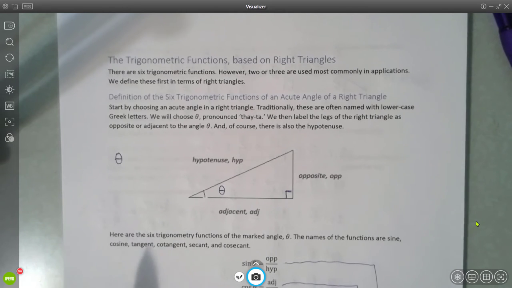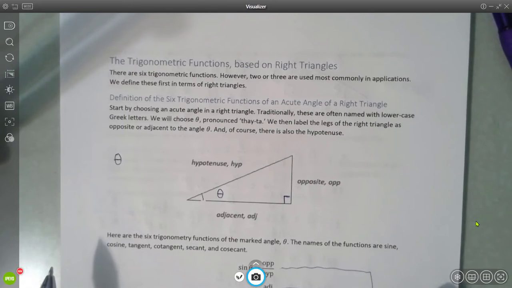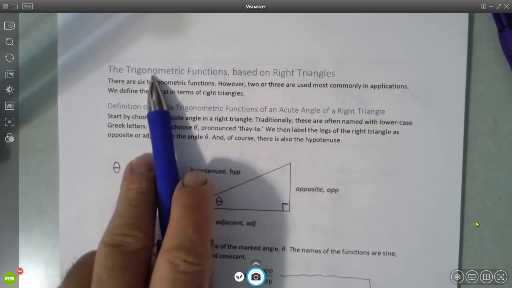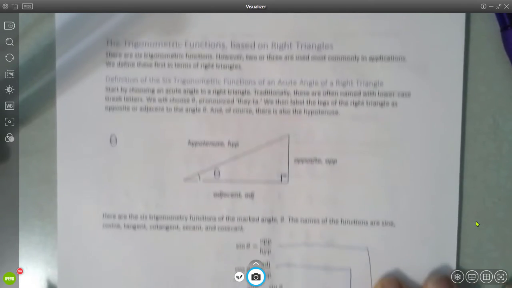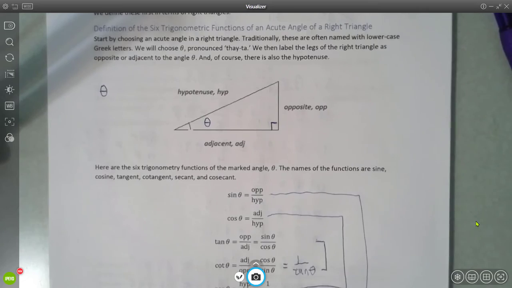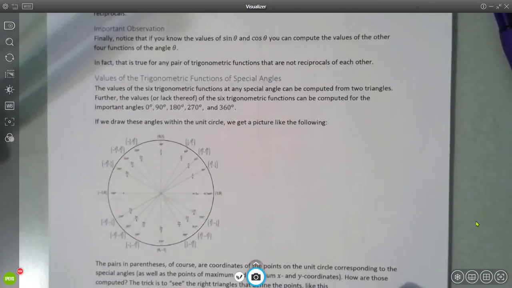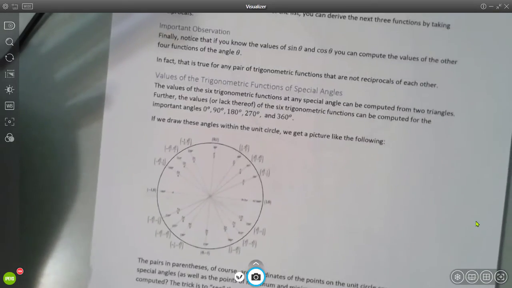All right, we are working on the lecture on the introduction of trigonometric functions based on right triangles. The first page looks like this, and we're now ready to move on to pages 2 and 3. Now, page 2 has a bit of text for you to read.